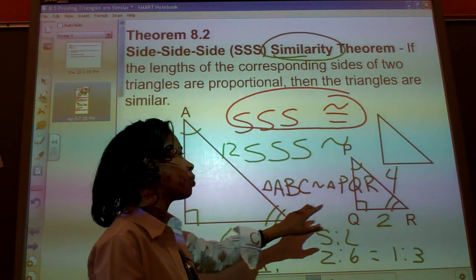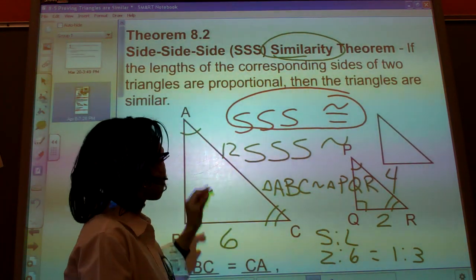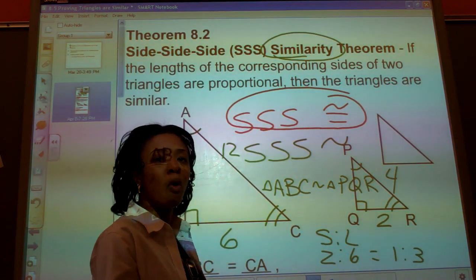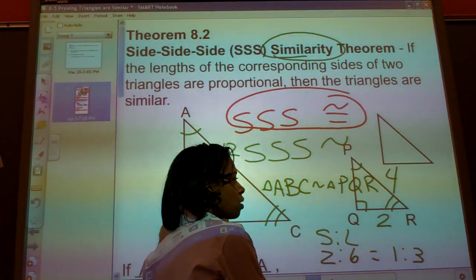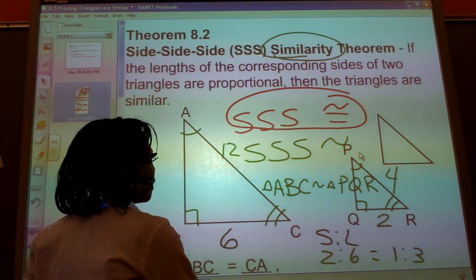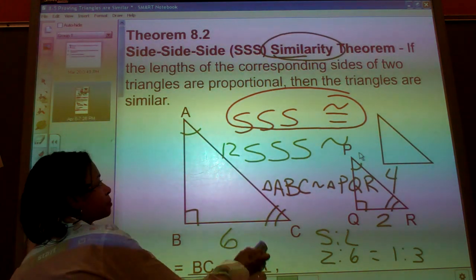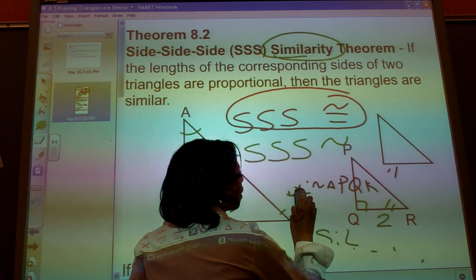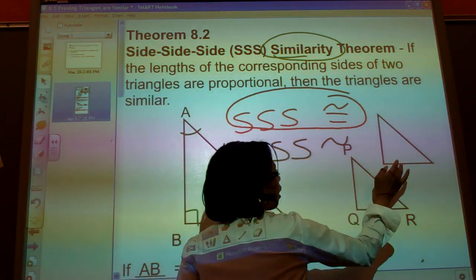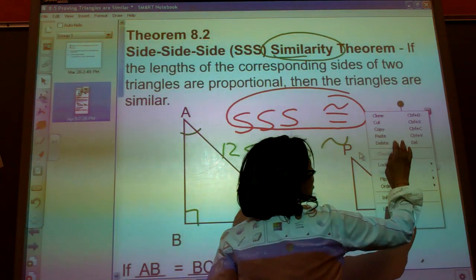Their angle, all three angles are congruent. However, their side lengths are proportional. Not exact necessarily, but proportional. Okay, hopefully you have that copied. I'm going to erase this and come down. I'm going to take this little example off.